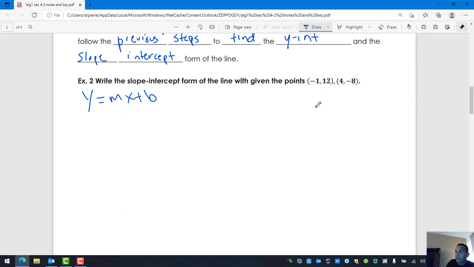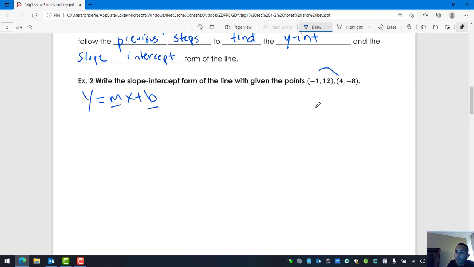because remember, if we want to write an equation in slope-intercept form, we need these two ingredients. We need the slope and we need the y-intercept. But we don't have either of those yet. All they're giving us is two different points on this line. These 2 points right here.